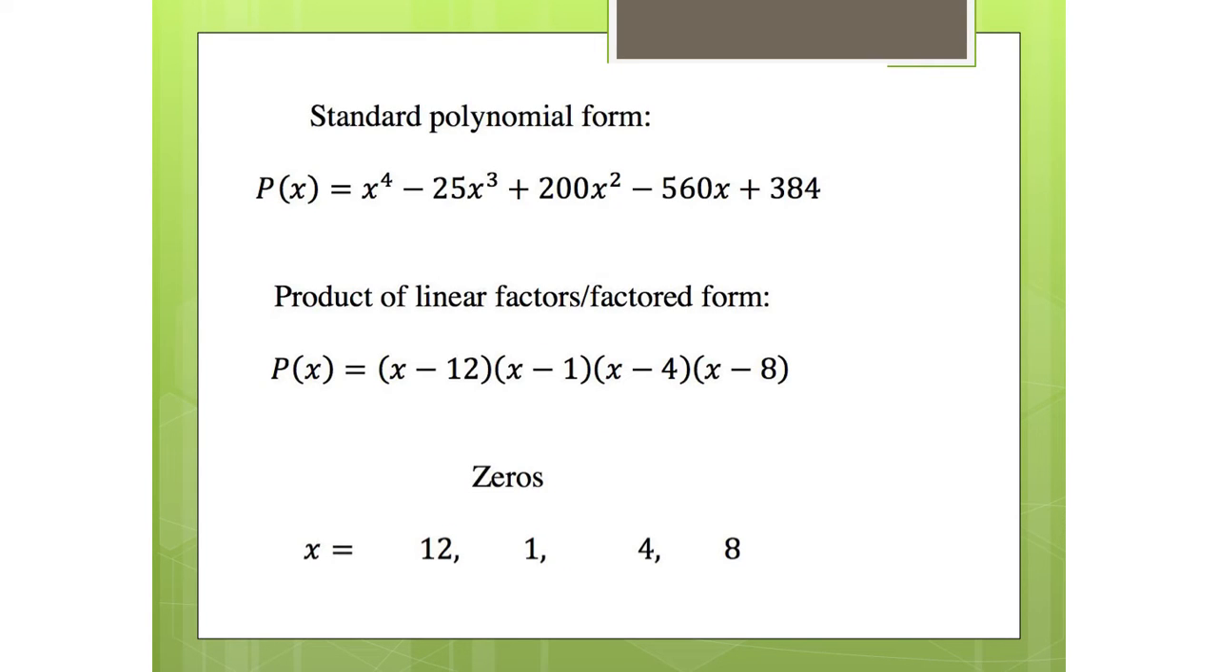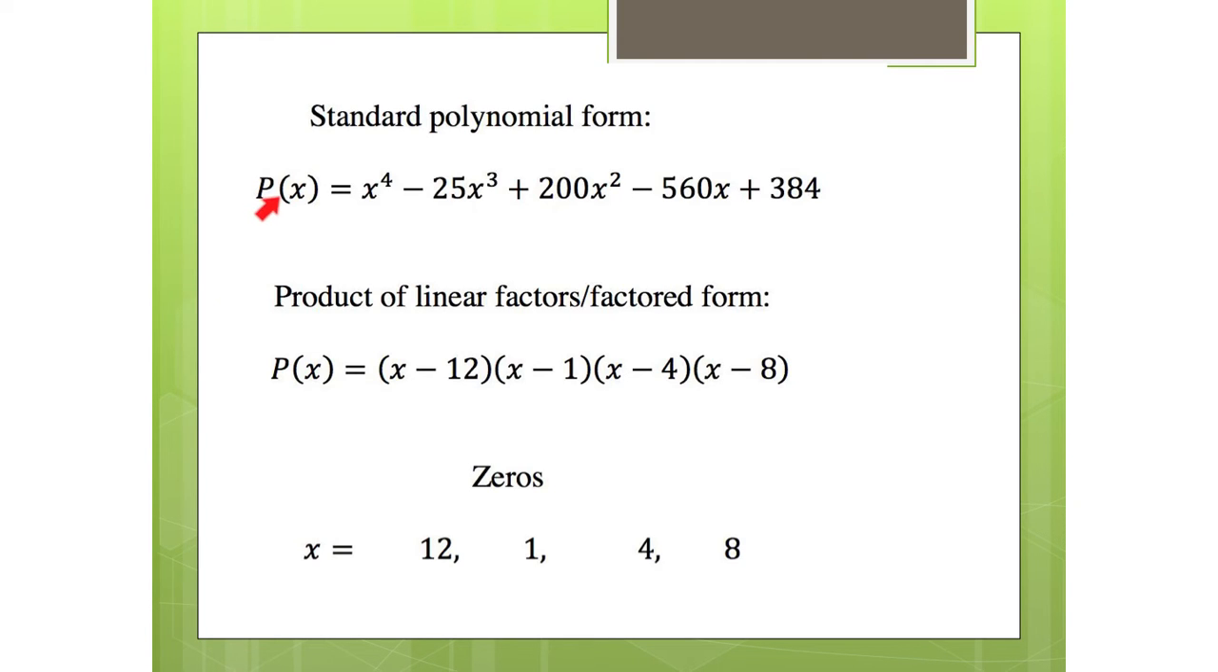Vocab for this unit, we will need to know what a standard polynomial form is. Again, that means to organize in order of descending powers from your highest power to your constant. Product of linear factors means that you have this completely broken down and each of your terms are to the first degree. Then your zeros are the solutions, the roots, the x-intercepts for that particular function.